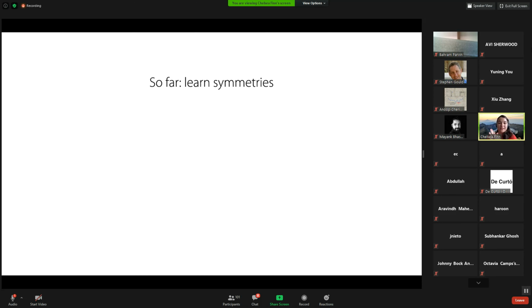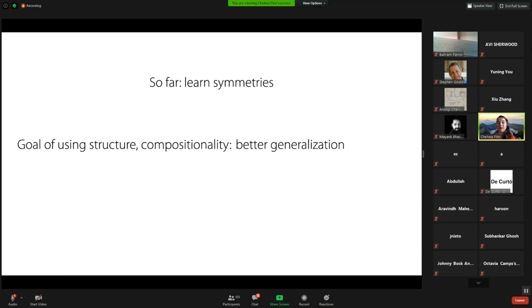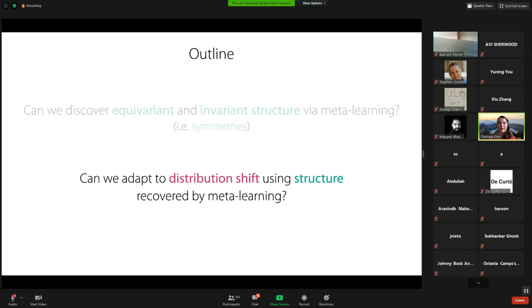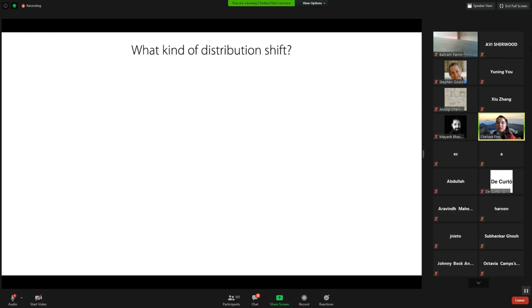Okay, so far we've talked about learning symmetries. And the goal of using structure, compositionality, and equivariance is actually to get better generalization. We showed one form of better generalization previously where we wanted to generalize to augmented data. But we also want to study a setting where we may have distribution shift from the training data to the test data. So can we adapt to distribution shift using the structure recovered by meta-learning? To do this, we first need to think about what kind of distribution shift we'll be considering.